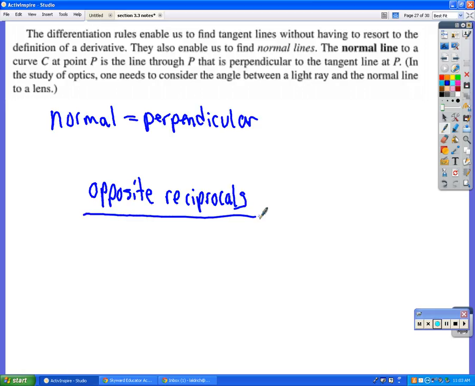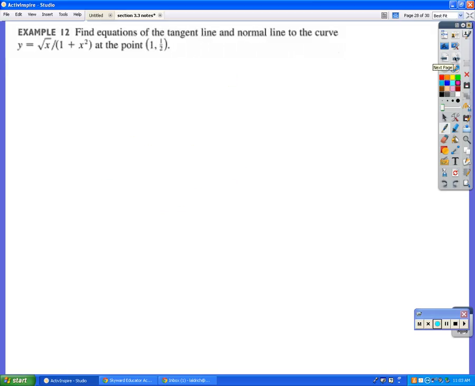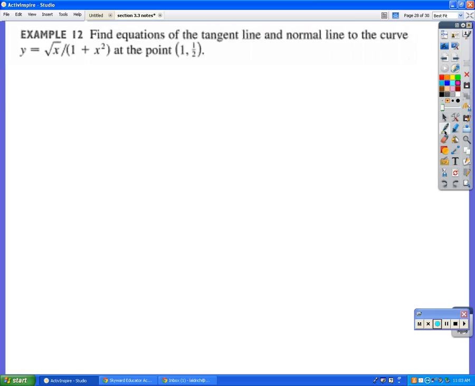So perpendicular lines have slopes that are opposite reciprocals. Okay, so for example, let's go both ways here. Let's figure out the equation for the tangent line and the normal line while we're at it, to the curve y equals square root of x over 1 plus x squared at the point (1, 1/2). Okay, so now we're finding the normal line to the what?